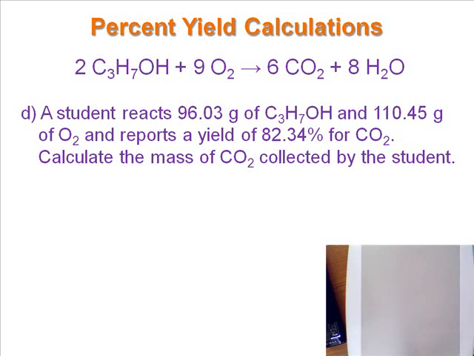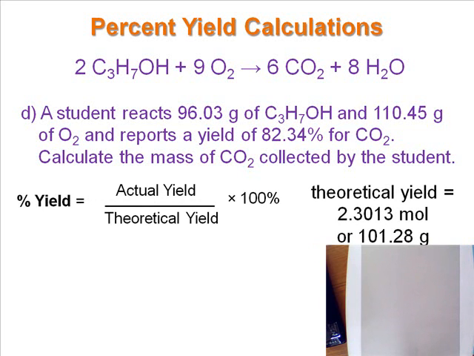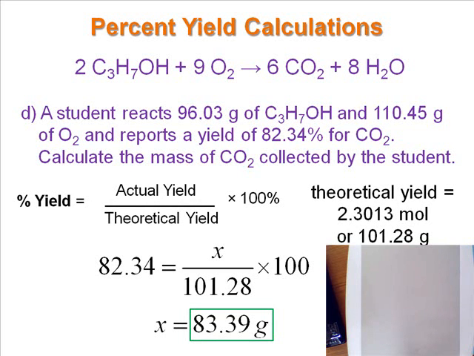So we're going to react, in this reaction, C3H7OH, and we're going to work with O2, and it's going to produce supposedly 82.34% of CO2. So how much are we going to collect here? Well, the percentage yield is actual over theoretical. Theoretical is 2.3013 moles, or 101.28 grams of CO2. If I have 82.34, it's actually 83.39.